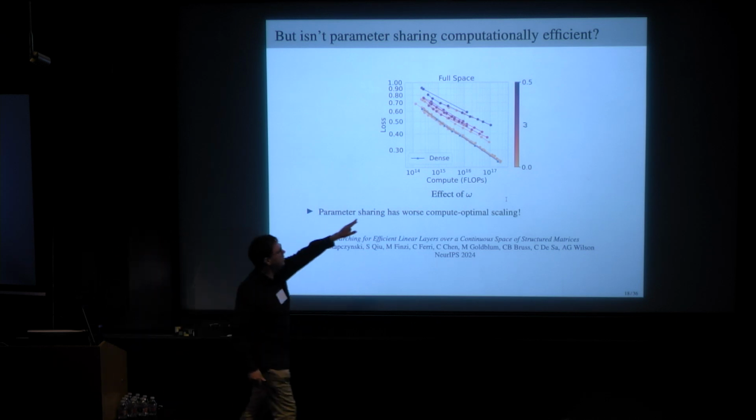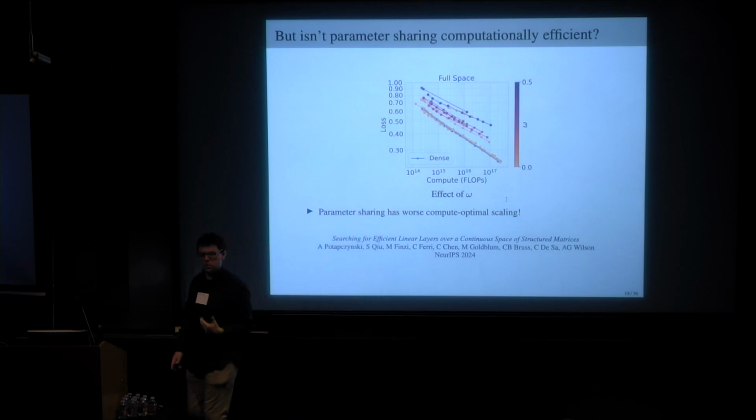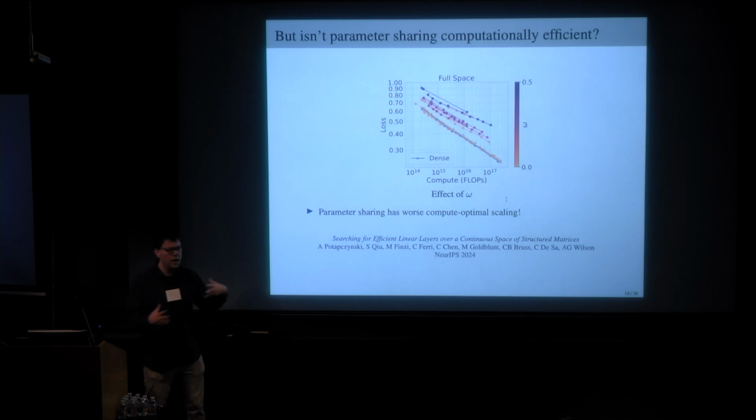And here omega shows the extent of parameter sharing. So 0 is no parameter sharing, 1 is a lot of parameter sharing. And what we found is actually parameter sharing was a very bad principle for compute optimal scaling. So the structures that did not have parameter sharing had much better scaling exponents.